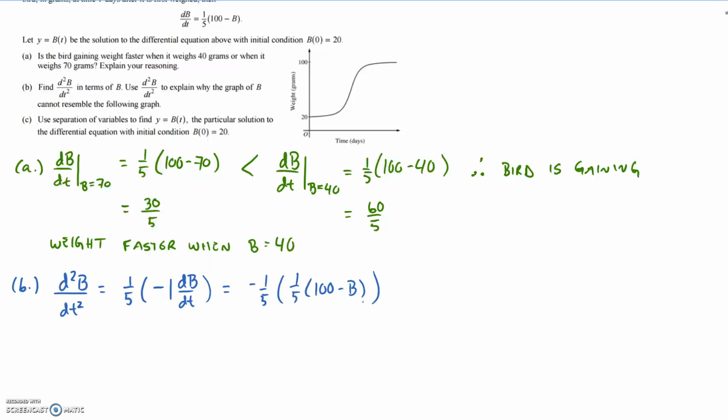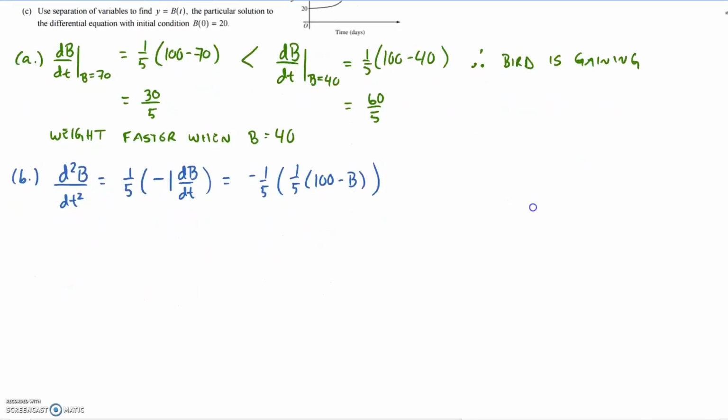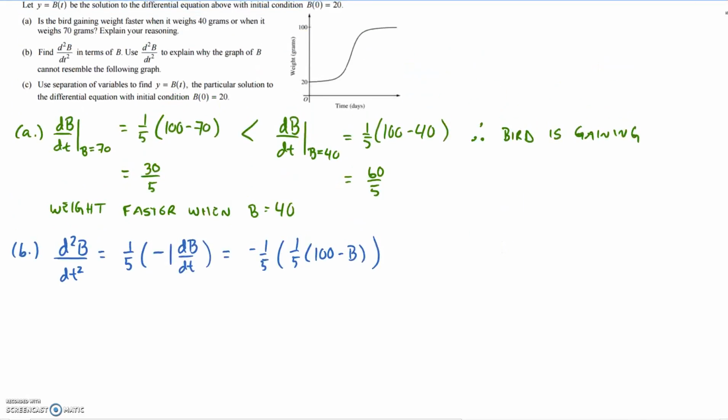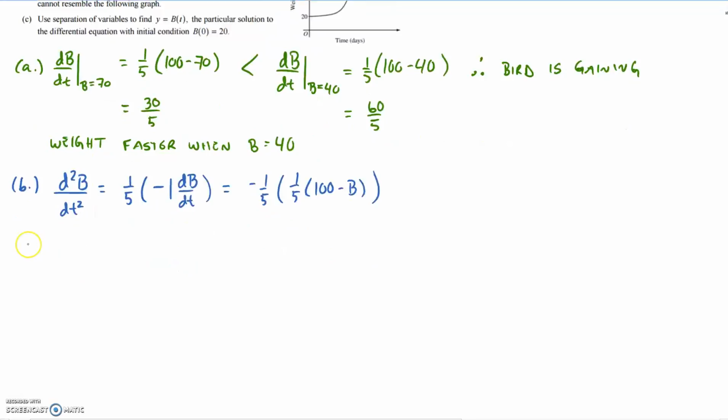Then the rest of part B says use the second derivative to explain why the graph of B cannot resemble the following graph. If we plug in any B values less than 100, greater than 20, we end up with a negative second derivative. A negative second derivative means that the graph of B should be concave down for B values between 20 and 100, and this graph has a concave up portion. So that's what we're going to say.